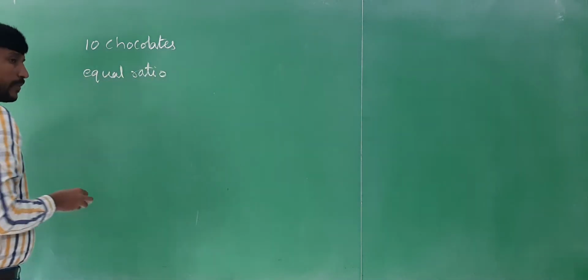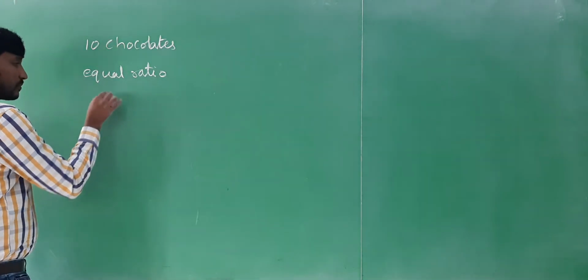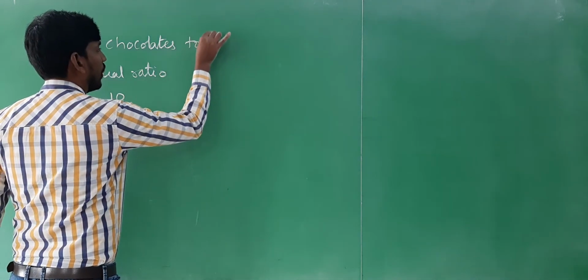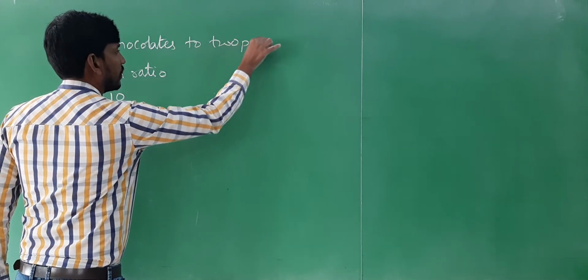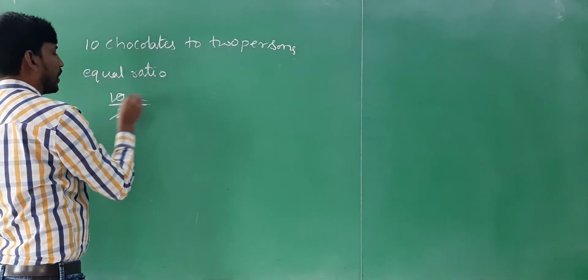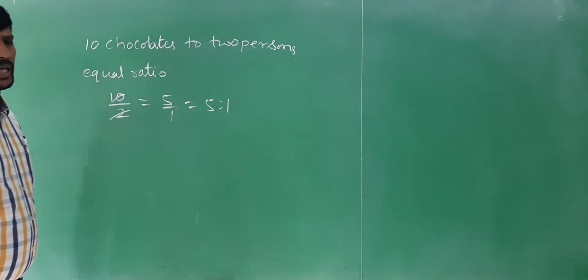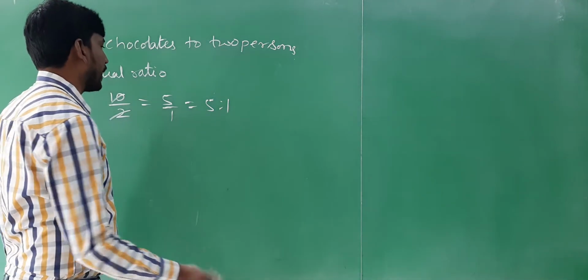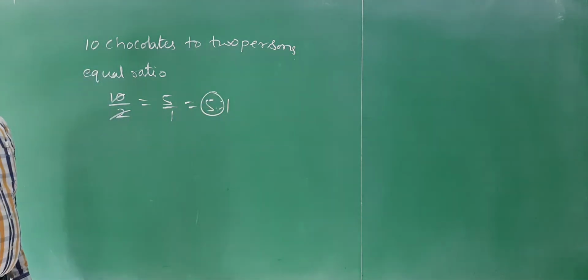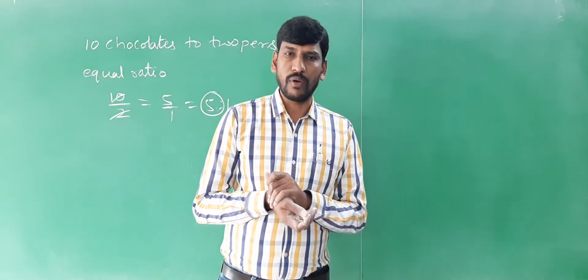That is nothing but everyone will get 5, right? Equal share is nothing but we should divide by 2, that is, 2 persons. We need to divide among 2 persons, right? Which is nothing but 10 by 2, which is equal to 5 each. So equal share means everyone will get 5 chocolates. Is it clear, children? So divide into equal parts, 5 chocolates, 5 chocolates. Clear?